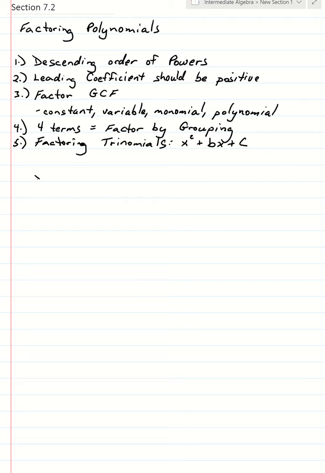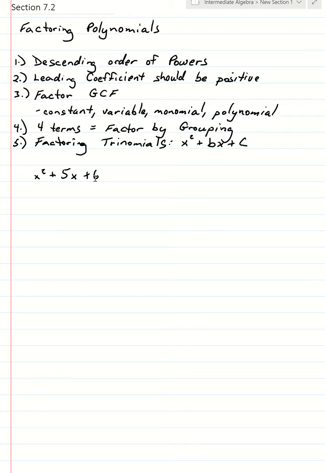Let's say we have x squared plus 5x plus 6. Remember, it's important that we go through steps 1, 2, and 3 initially. So in step 1, it is in descending order of powers. Step 2, our leading coefficient is a positive number. It's a positive 1. And step 3, there is no greatest common factor between those three terms. We don't have to worry about step 4 because it is not a four-term polynomial, but it is a trinomial.